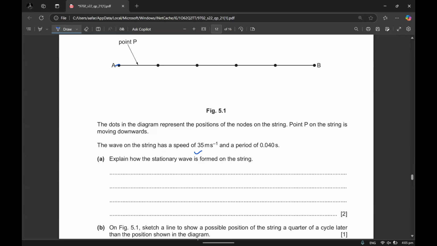Basically, a stationary wave is formed when two waves of the same type, same speed, same frequency travel in opposite directions, and their amplitudes, their displacements, meet, and that's when they form a stationary wave.